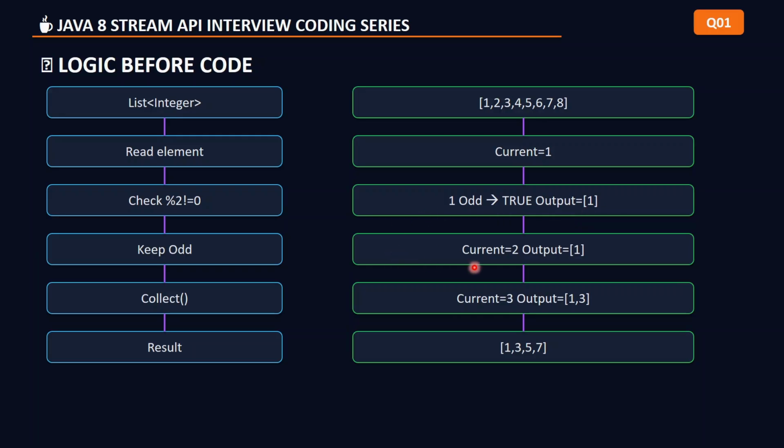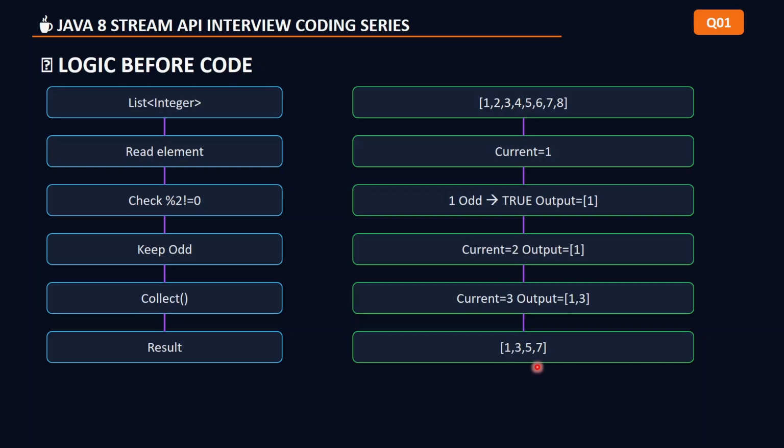Next element is 2. So 2 modulo 2 not equals 0, its condition is false. Since it is an even number, we are not going to add it into the list. Currently at this stage, we have 1 as an element in the list. The next element is 3. 3 modulo 2 not equals 0, the condition is satisfied, so it will add it into the list. At this stage, the list elements will be 1 and 3. This will continue till the end of the list and finally we will get the result as 1, 3, 5, 7.